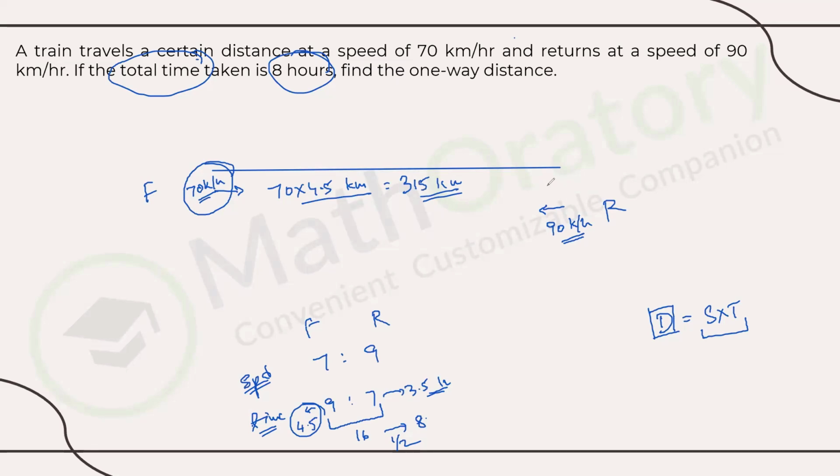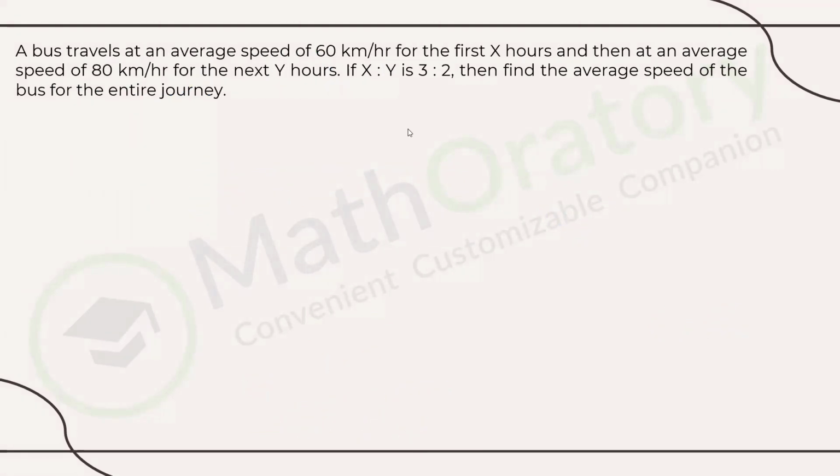Let's try another question, simple one again. Right, so in this problem, we have a bus traveling at an average speed of 60 km per hour for the first X hours, time is unknown, and then at an average speed of 80 for the next Y hours, again the time is unknown, but the ratio of this X and Y is given to us, that is 3:2, and we're looking for the average speed of the bus for the entire journey.